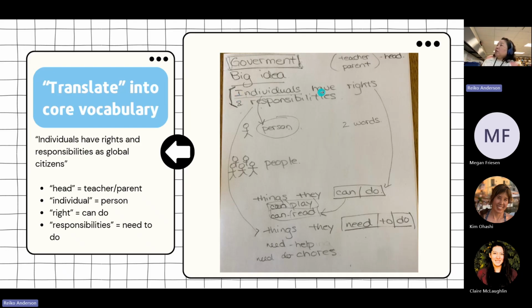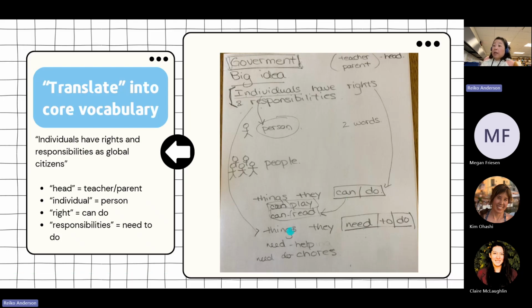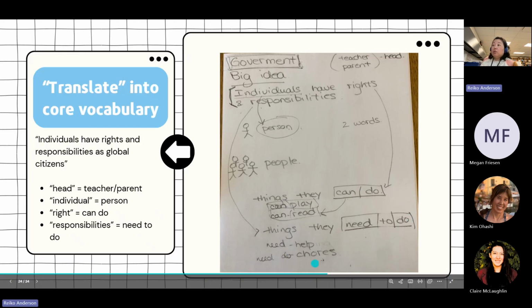So then individuals have rights and responsibilities. So rights are things they can do, and responsibilities are things they need to do. So then things they can do is play or read. Things they need to do is help do chores, help the teacher, help their parent. So then we made it a little cheat sheet.